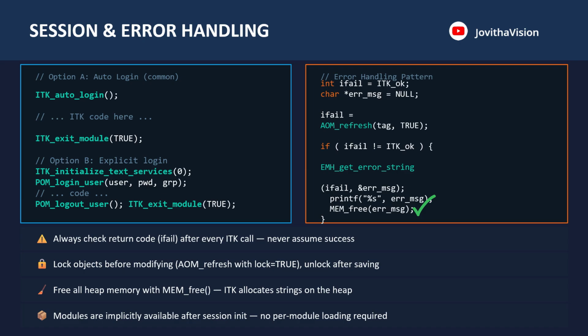The four rules of clean ITK code. Always check iFail after every call. Log before modifying. Unlock after saving. Free all heap strings with MEM_free. Modules are implicitly available after session init. No per-module login is needed.